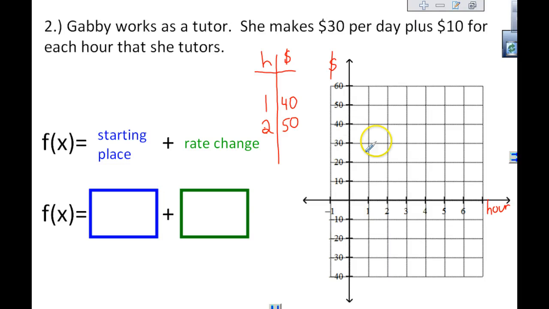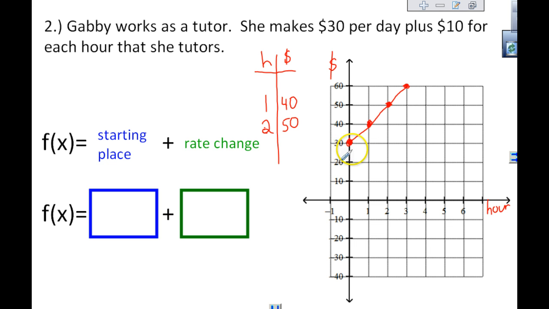Okay. So if you don't know where to begin, again, a T-chart does help an awful lot, because now you can just plot this. 1 comma 40. After 1 hour, I get $40. After 2 hours, I get $50. How much do you think you get after 3 hours? Again, following the pattern, how much do we start off with if we go the other direction?